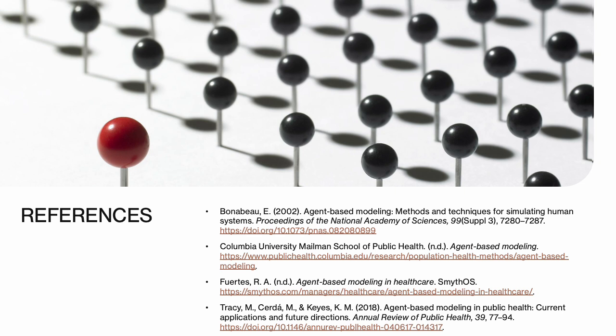Ultimately, agent-based modeling supports better decision-making by allowing us to test and understand systems before applying those decisions to the real world.